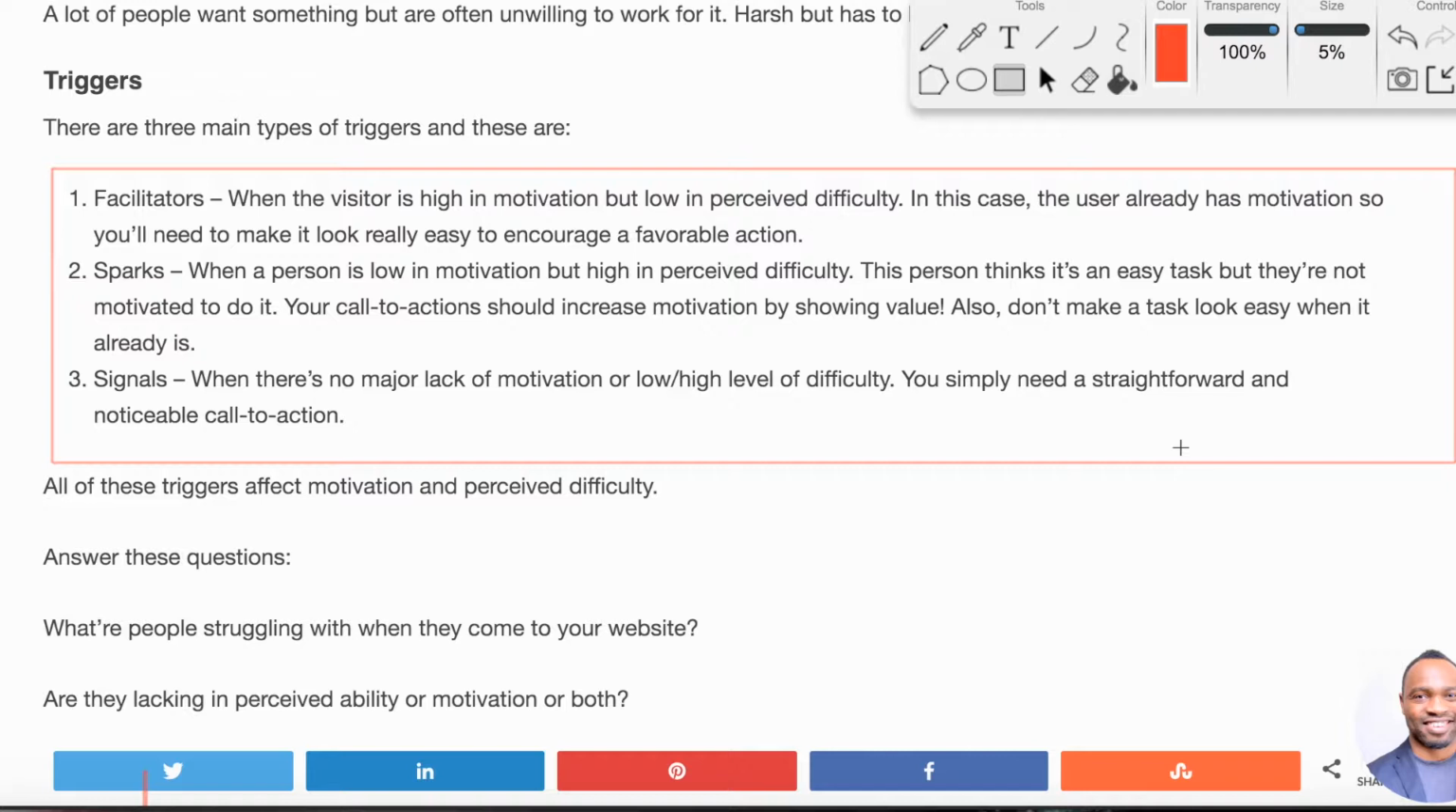Okay, and then let's talk about signals real quick. When there's no major lack of motivation, and no particularly low or high level of difficulty, you simply need to be straightforward and have a noticeable call to action. That's it. Now, the Fogg Behavior Model is brilliant. It helps us understand how human behavior works, so that we can do the things to our web pages that encourage a favorable action for us.